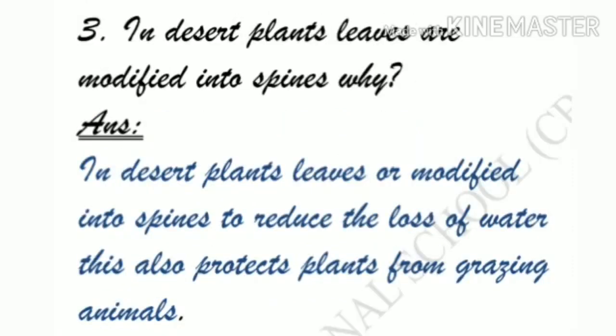Question 3. In desert plants, leaves are modified into spines. Why? Answer. In desert plants, leaves are modified into spines to reduce the loss of water. This also protects plants from grazing animals.